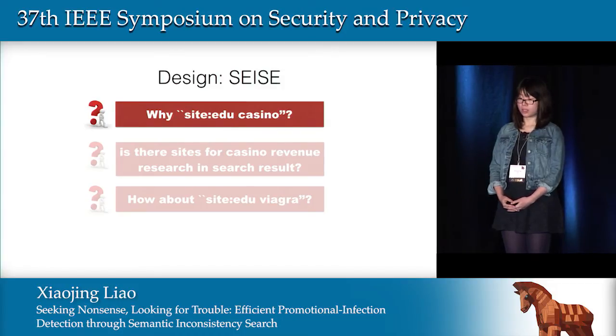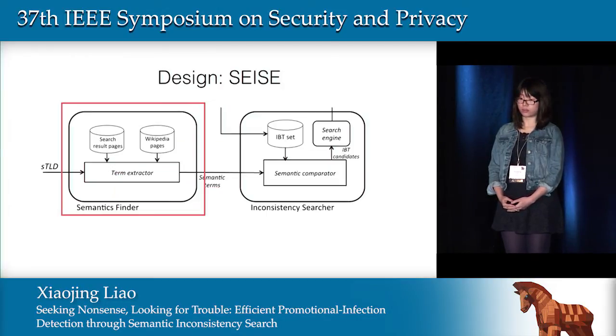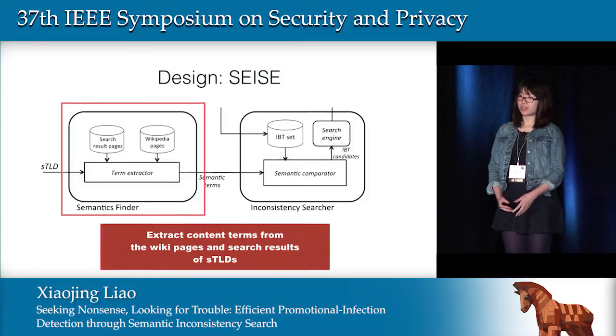First, why do we use casino as the most irrelevant pattern, which we call IBT, for edu sites semantic inconsistency search? To find the most irrelevant patterns for a search query, we compare the semantic gap between the STLD and the candidate patterns. As I promised earlier, we will show how we quantify the semantics of STLD. Specifically, we determine the semantic terms of a given STLD and turn them into a vector by word embedding technique.